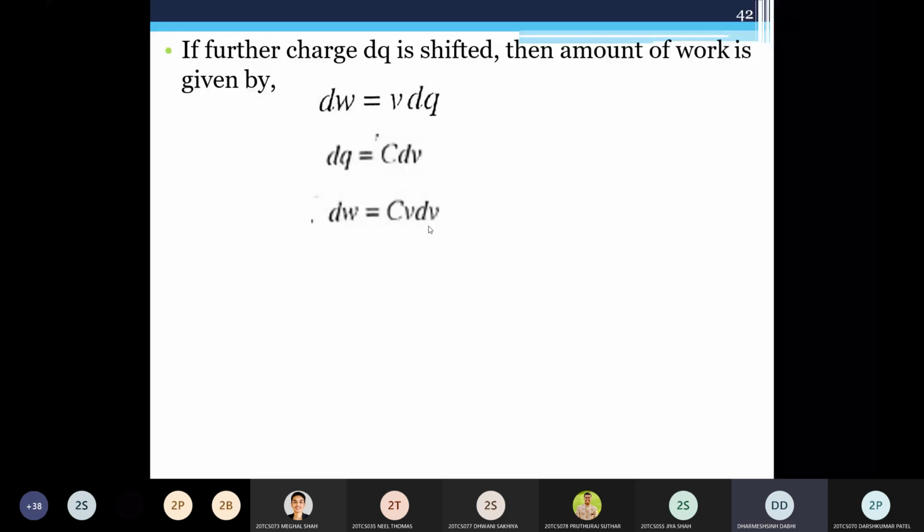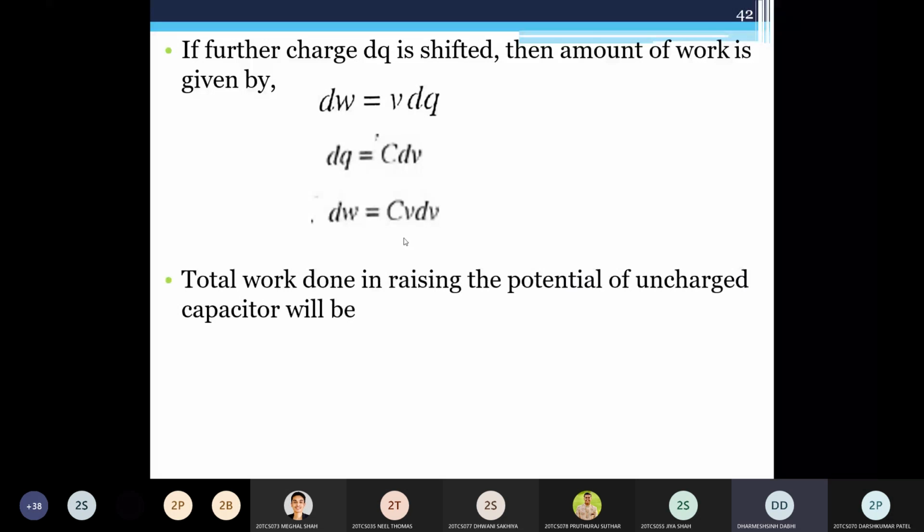So for the whole process, from the initial time where your capacitor is completely uncharged to completely charged, we want to find out how much work done is required during this process to completely charge the capacitor from 0 to V volt. So total work done in raising the potential of the uncharged capacitor. For that, we make the integration of this equation. Integration of this dW is equal to CV into dV.